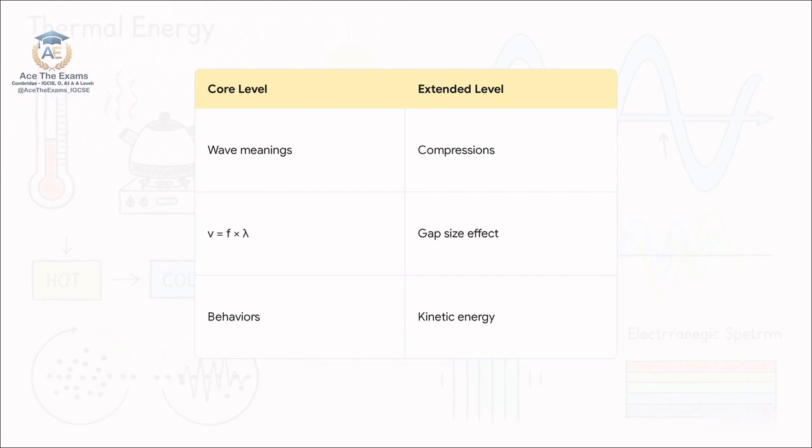If you are doing the core paper, ensure you've nailed down the meanings of amplitude, frequency, and wavelength, and you can utilize that wave equation effortlessly. If you are aiming for the extended level, you need to go deeper into compressions, rarefactions, and linking temperature directly to kinetic energy.